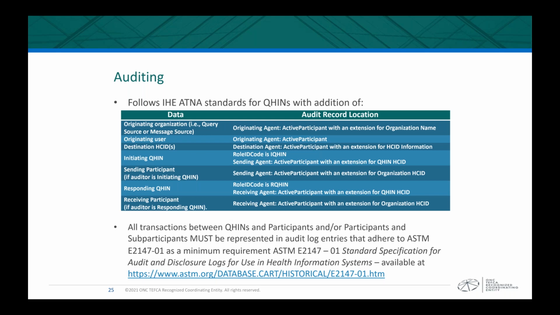We've had questions asking what role the QHINs would have. Those follow straightforwardly using the IHE roles of responding or initiating gateway. So each one will do that. And of course, we do have the flow down for E2147-01, to set a minimum standard. If you can use the ATNA standard, so much better. I know in FHIR, and in most systems, the ATNA standard or a variant of it is used. But at the very minimum, the ASTM E2147-01 is required.